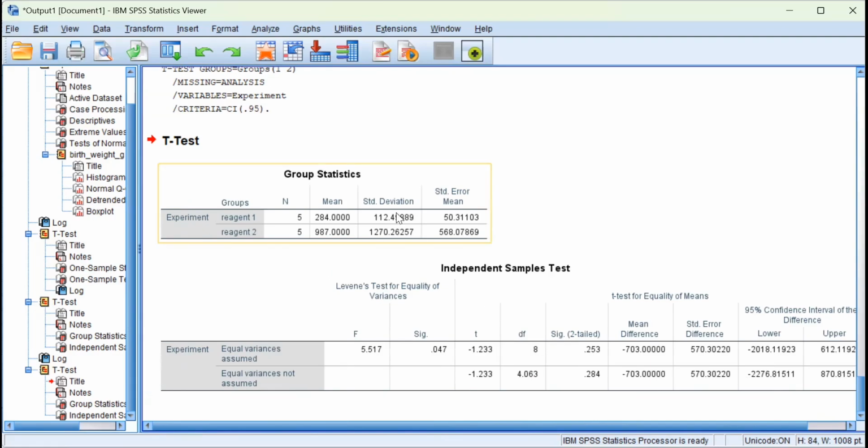But at least from here, you can see that although there's a difference in your test result, it is not significant. So how do you conclude? You can conclude now by saying that the two reagents are almost the same. You understand now?